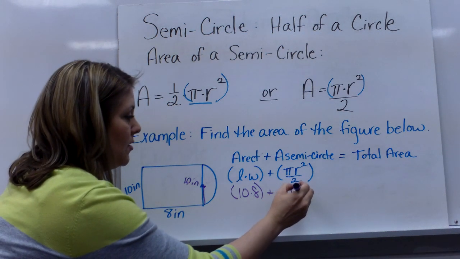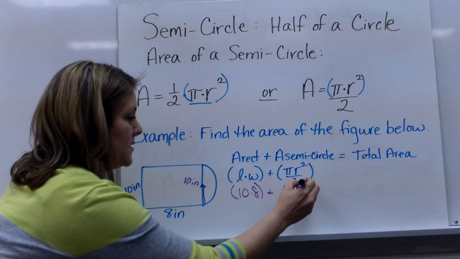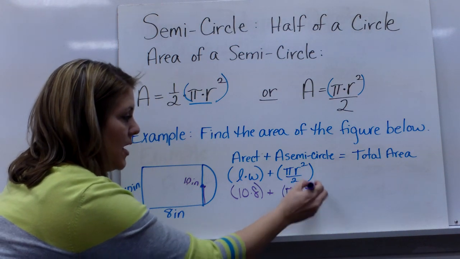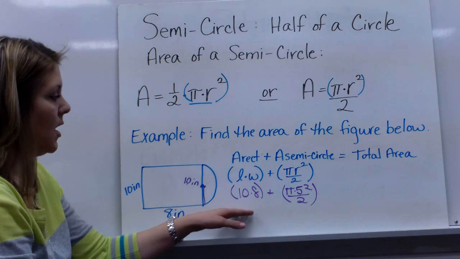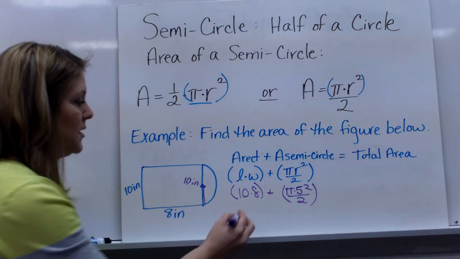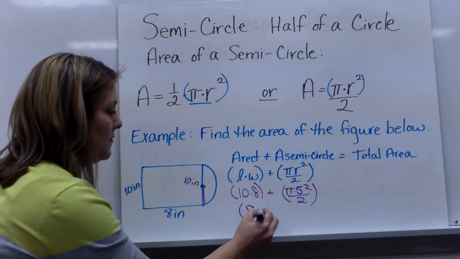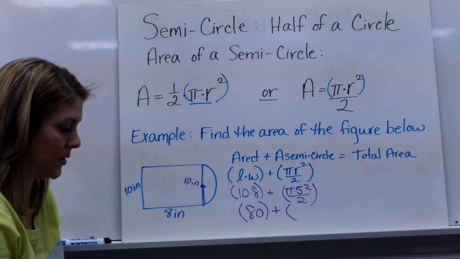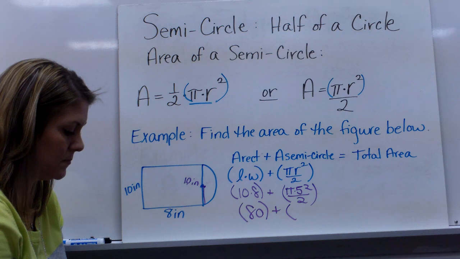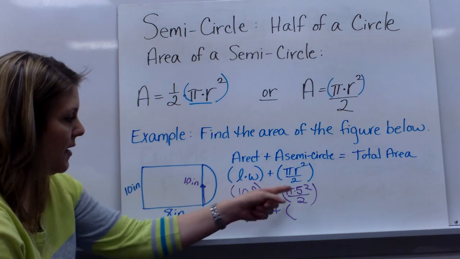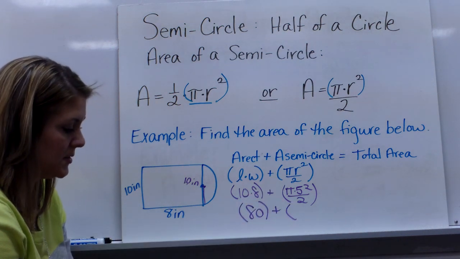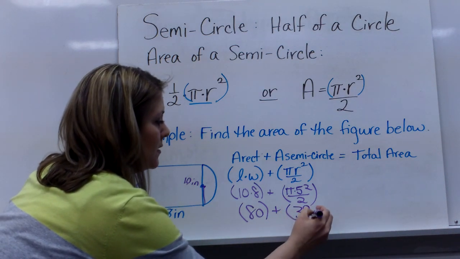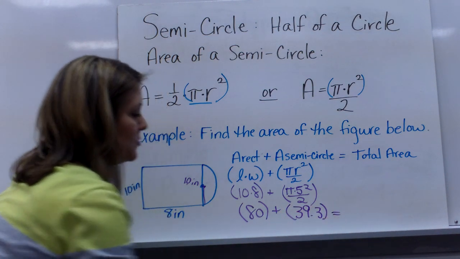So to find the area of the semicircle, we're going to do pi times 5 squared and then divide it by 2. Our rectangle's area, 10 times 8, will give us 80. And then we're going to do pi times 5 squared. Now that I have that, I'm going to divide it by 2 because it's a semicircle. So we get 39.3 for our semicircle.